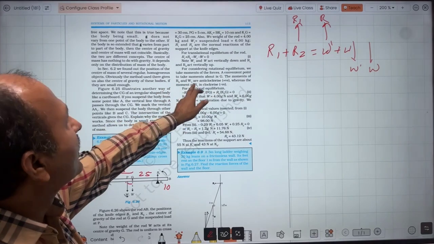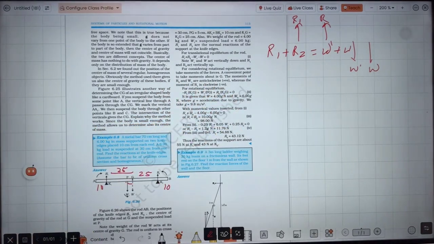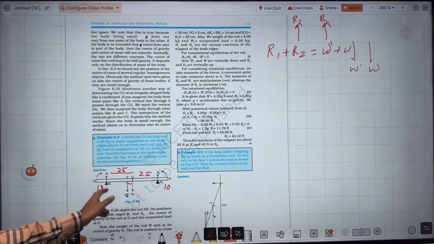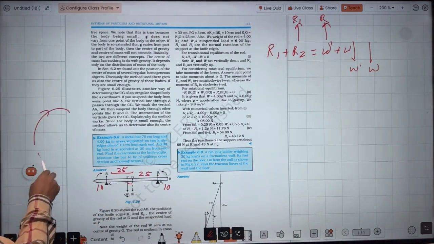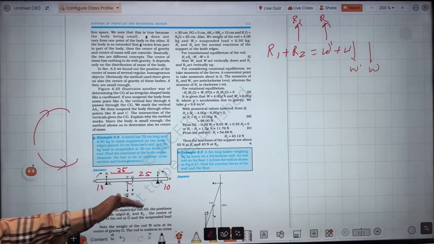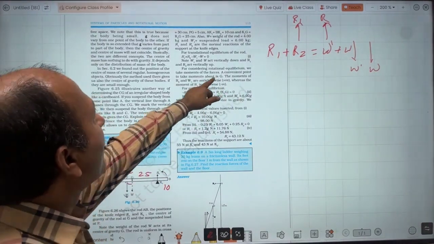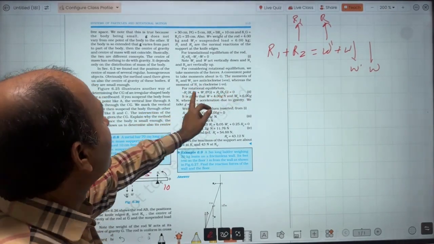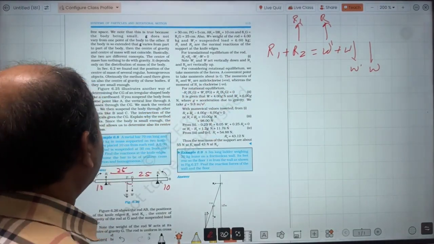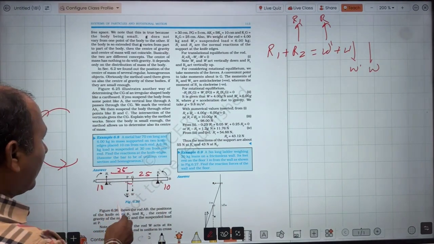So the moments of R2 and W1 are anti-clockwise. Here, the moment of W1 is like this, because it is anti-clockwise, and we take it positive. So the moments of R2 and W1 are anti-clockwise, whereas the moment of R1 is clockwise. Its moment will be clockwise.